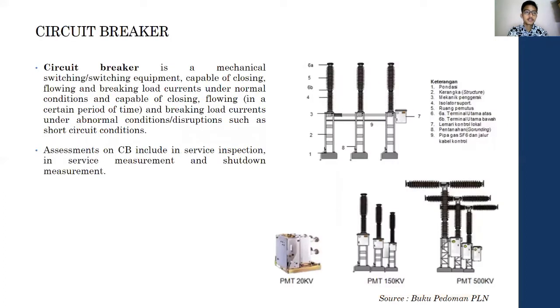And number 4 is circuit breaker. A circuit breaker is a mechanical switching equipment capable of flowing and breaking load currents under normal conditions, and capable of flowing for a certain period of time and breaking load currents under abnormal conditions or disruptions such as short circuit conditions. Assessment on CB includes in-service inspection, in-service measurement, and shutdown measurement.